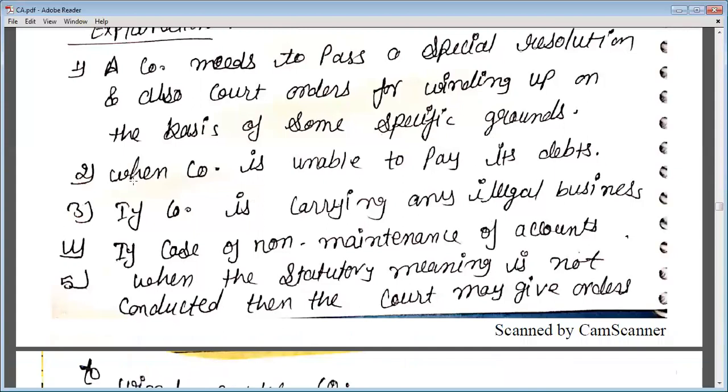Okay. Then the next condition: when the company is unable to pay its debts. If the company is unable to pay its debts, in that condition the law or the court can compulsorily wind up the company. Okay. If a company is carrying on any illegal business, in that case also any law can give the order to liquidate that company. In case of non-maintenance of accounts, if you are not properly maintaining your accounts, then in that case also the court or any law can give you the order to liquidate the company.